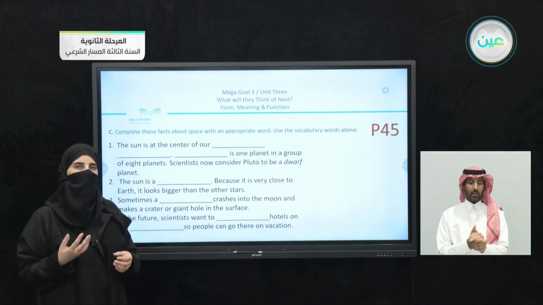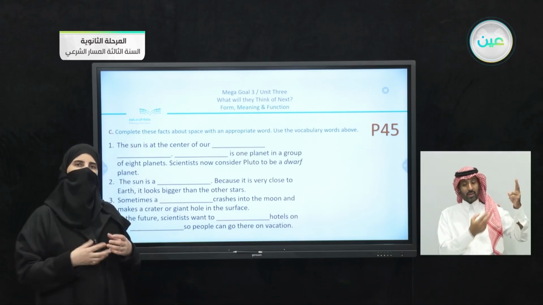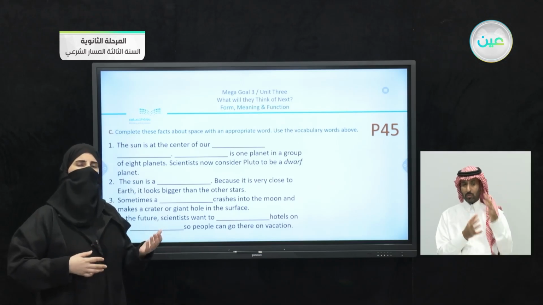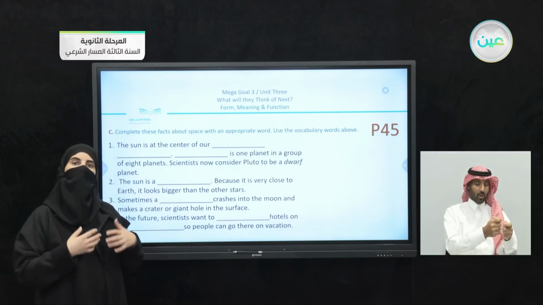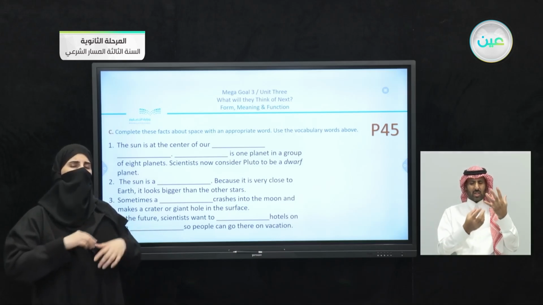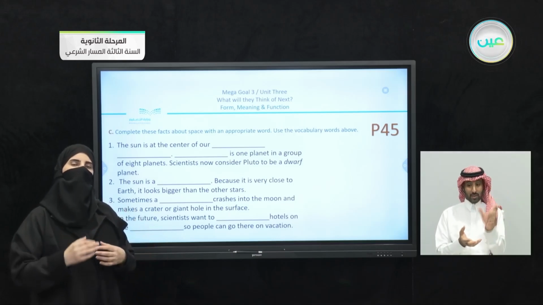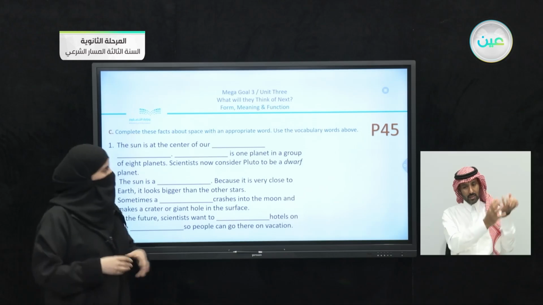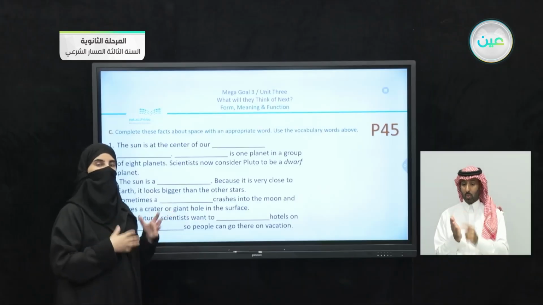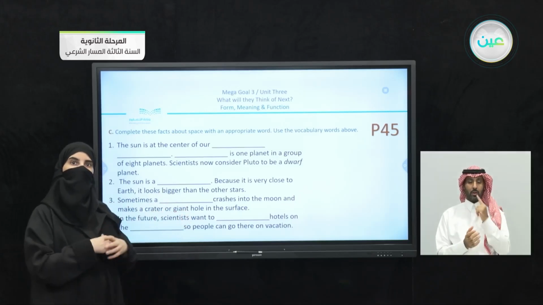Now, there are simple words like the moon or stars, and there are other words like, for example, just to recall, robot cars or technology, or volcanoes or rocks or poisonous air. Now, all of these words are related to space. Now, let's just see here: complete these facts about space with an appropriate word. Use the vocabulary words above. So in the book, you do have the words that we just took a look at.